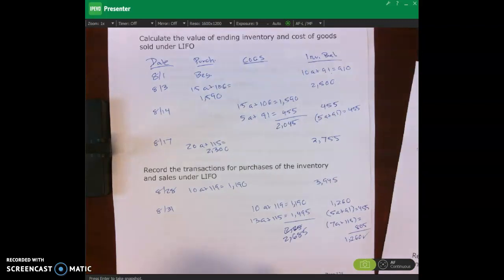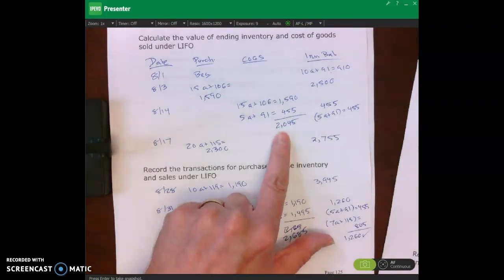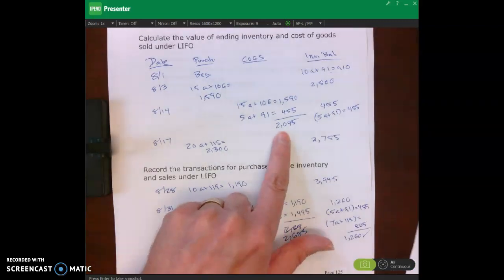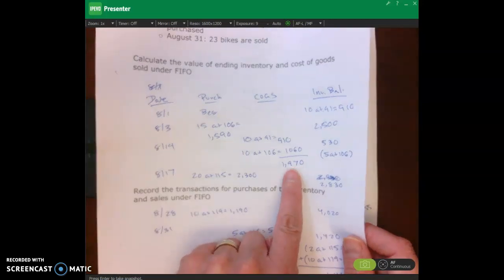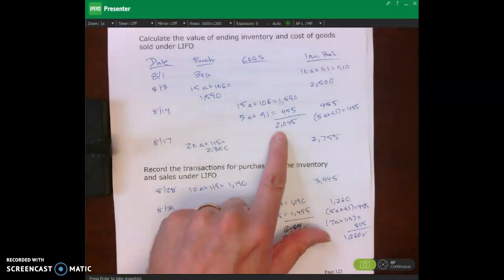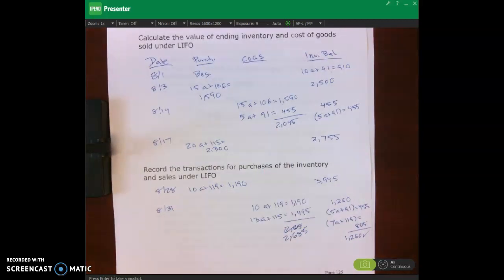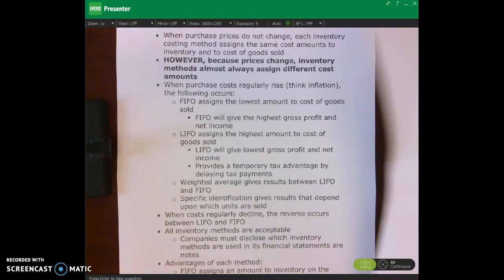Look at our cost of goods sold here for the 14th. For LIFO, it's $2,045. For FIFO, it's $1,970. Higher cost of goods sold, lower gross profit, and then lower net income. All right?